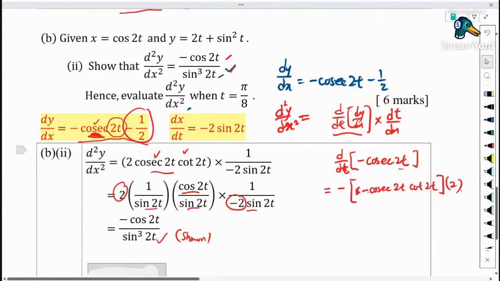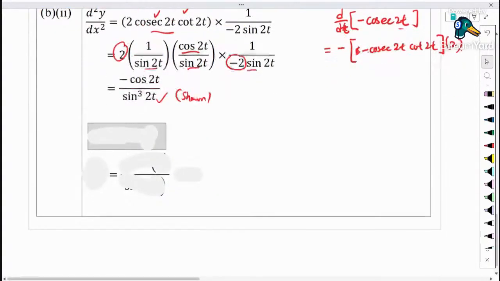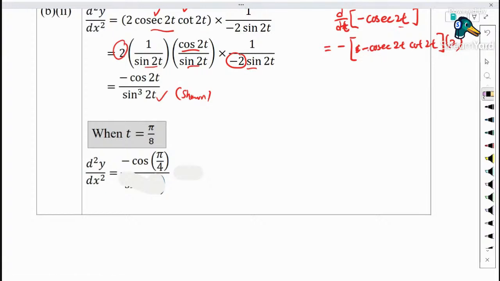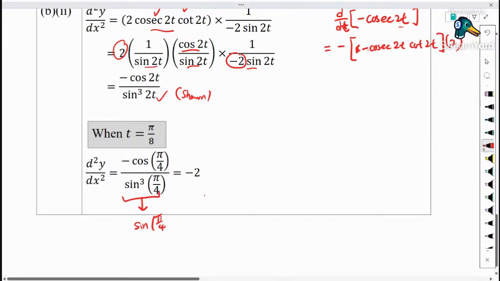Then finally, nothing much. Evaluate, just substitute the pi over 8 inside for further calculations. So when t equals pi over 8, we substitute, and we find that we have negative cos pi over 4. 2 times pi over 8 is pi over 4. Press the calculator, the answer is negative 2. And once again, the calculation here is done in the way of sine pi over 4, power of 3 in your calculator.